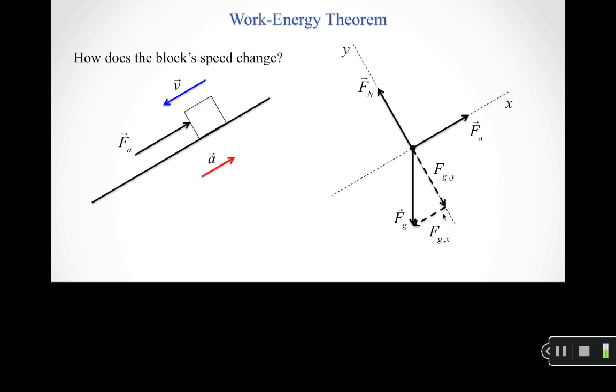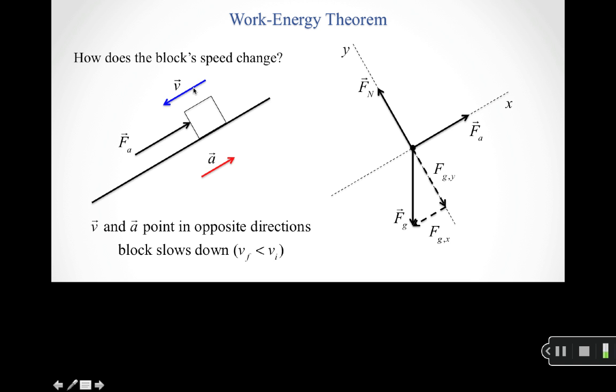The first one is, if this force is larger than the downward component along the plane of the weight, then when I add them together, I'll have a net force that points up the incline, which means the acceleration will point up the incline. And if the acceleration points in the opposite direction of the velocity, then the block will slow down. The final speed somewhere down here will be less than the initial speed when I first start pushing.